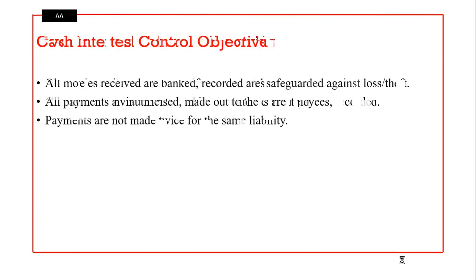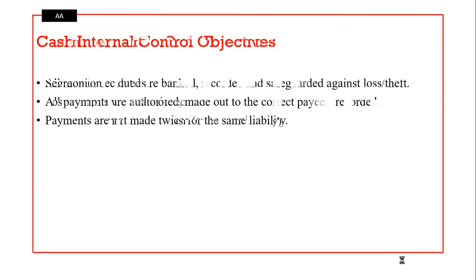All right. Let us now get on to cash internal control objectives. Under here, we are saying we want to ensure all monies received are banked, recorded and safeguarded against loss or theft. We want to ensure that all payments are authorized, made out to the correct payees. We want to ensure that payments are not made twice for the same obligation.